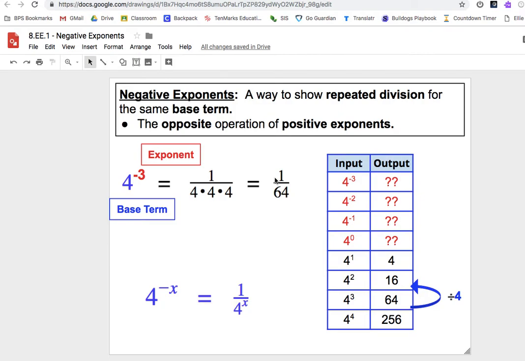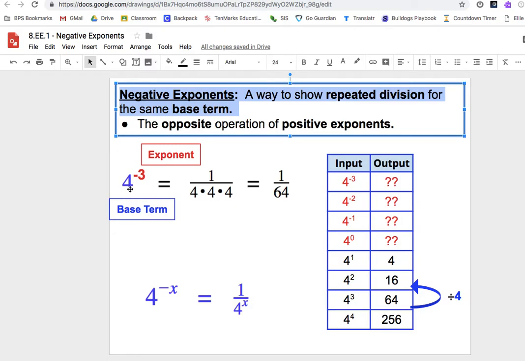Welcome. In this video, we're going to focus on what a negative exponent means in math. Negative exponents are a way for us to show repeated division for the same base term. We've worked with positive exponents a lot. You could think of negative exponents as being the opposite operation of a positive exponent. If the positive exponents told us to do repeated multiplication, the negative exponents are going to tell us to do repeated division. Let's take a look at an example.